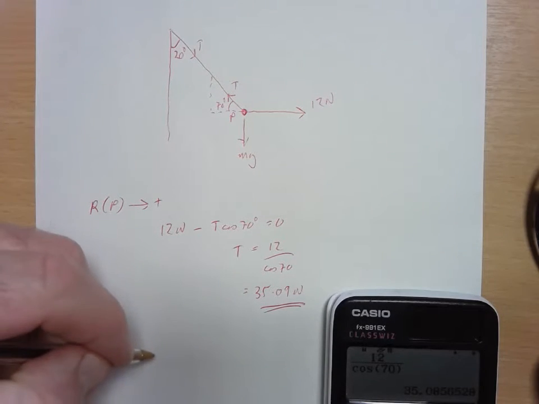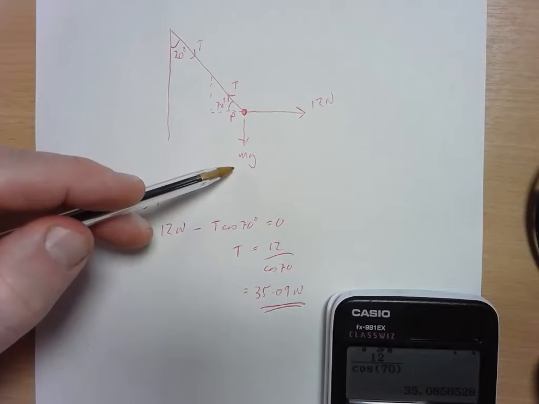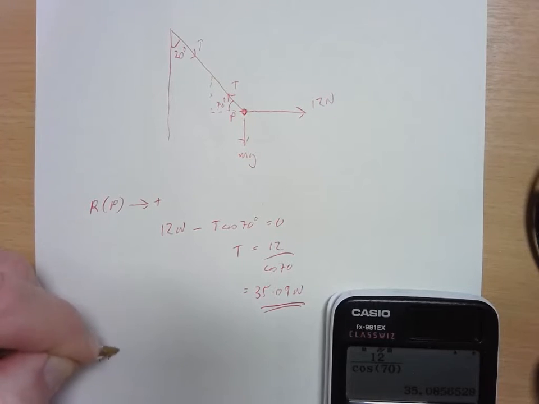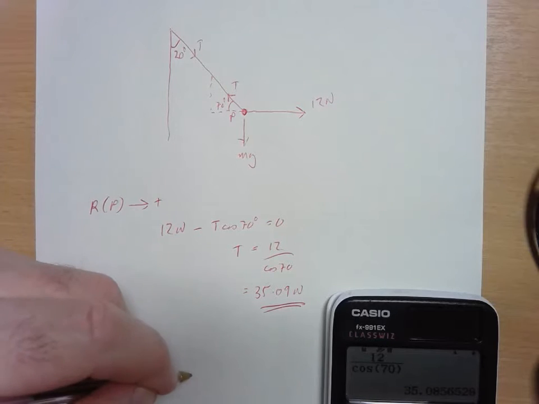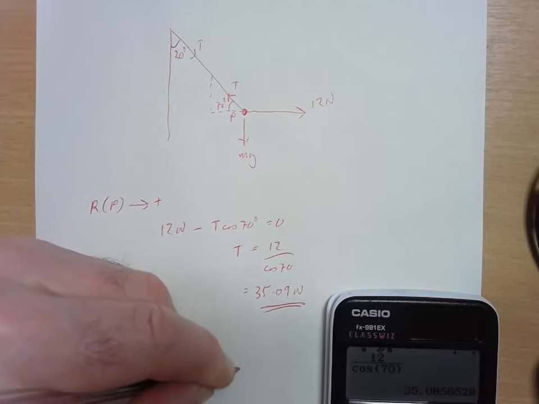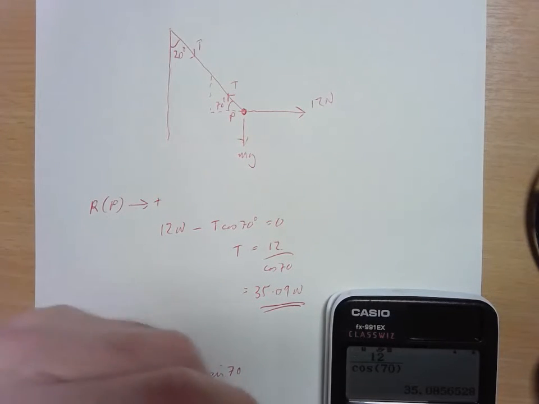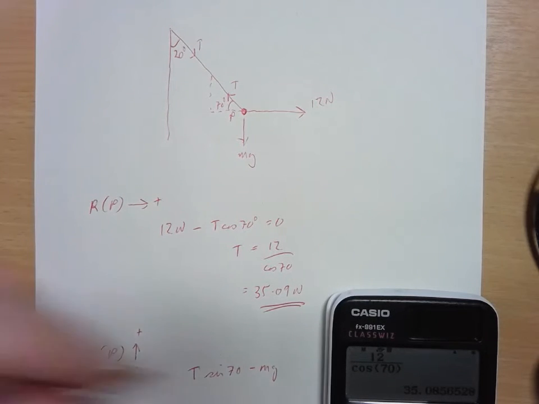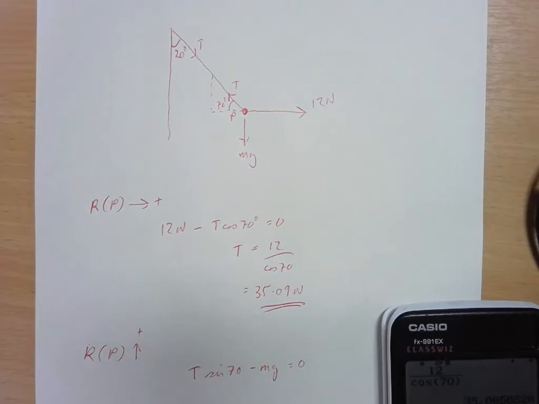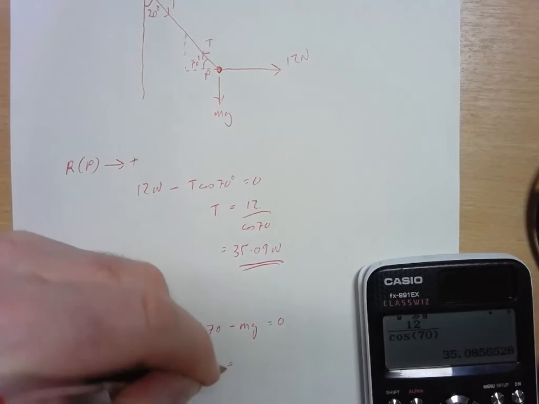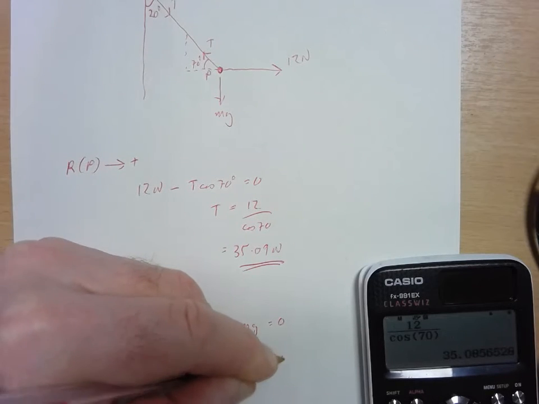So that's part A. Next thing I'm trying to find is the weight, mg. So I'm going to work from what I know. I'm going to resolve at P, and I'm going to resolve up as positive. So T, this time it's the opposite component, so it's sin 70, minus mg, and it's in equilibrium, so that equals 0. Now it wants the weight, mg is the weight, so mg equals T sin 70.